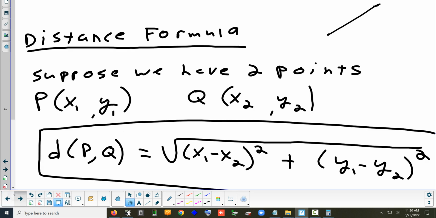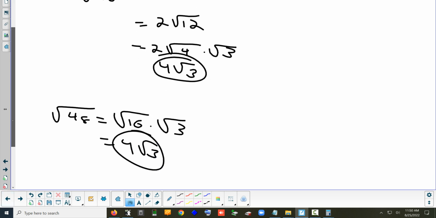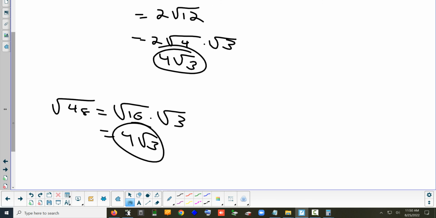Could you explain how you simplified the 2 times the square root of 4 times the square root? So square root of 4 is 2, and 2 times 2 is 4. Oh, yeah. I would show all that out, like algebra 1, but that's how you end up doing it.